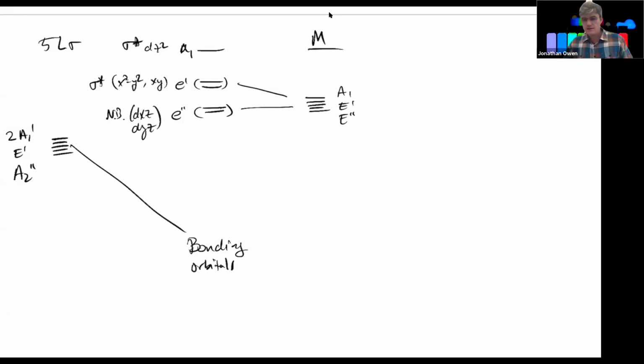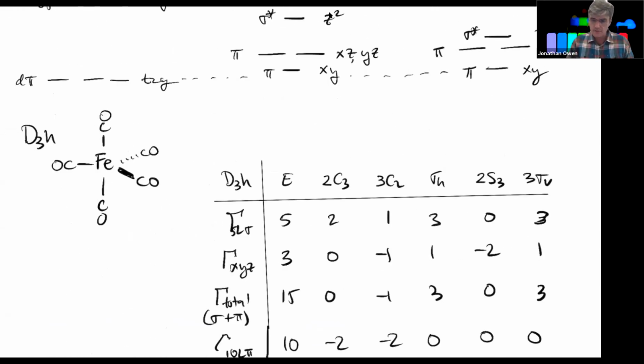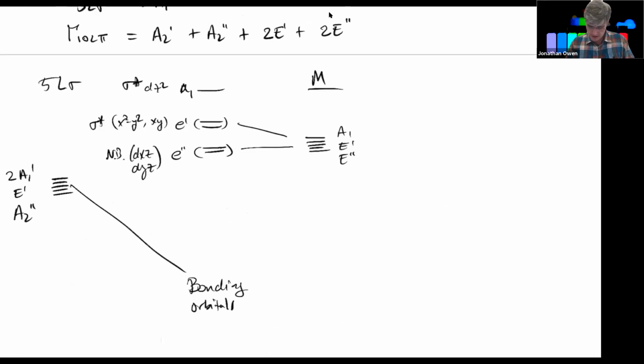In this plane over here, where you've got the 3 carbonyls that don't really point right at anything, it's an odd symmetry in that direction around that plane. x and y are indistinguishable from each other. So the x squared minus y squared and the xy, they're degenerate. And the xz and the yz, they're also degenerate. Okay, and there they are. We've got an E prime for x squared minus y squared and xy. We've got an E double prime for dxz and dyz.